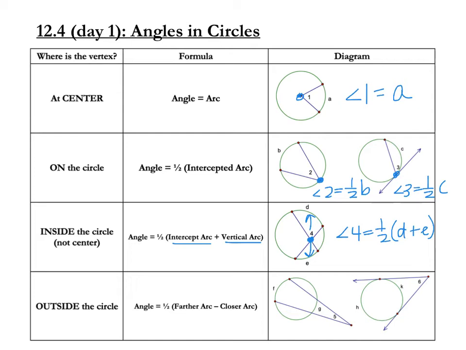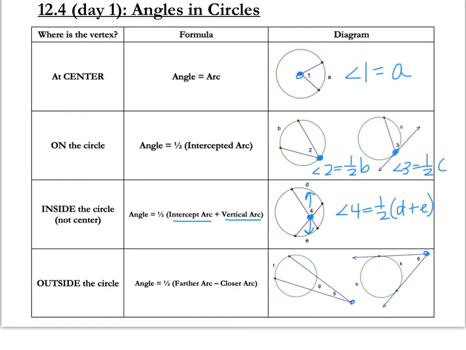And then lastly, if the vertex is outside the circle, which we see in these two pictures on the right, it's half of the farther arc minus the closer arc. So if I want to find angle 5 here, I'm going to do 1/2 of, it's again farther minus closer, so it's going to be F minus G. And then same thing, the vertex for angle 6 is outside, so outside you have to know that you're going to subtract. So it's going to be 1/2 of the farther one, H, minus the closer one, K. So it's farther minus closer.